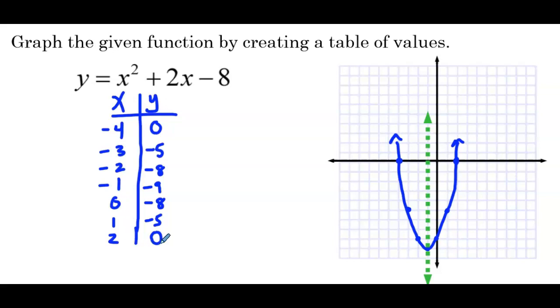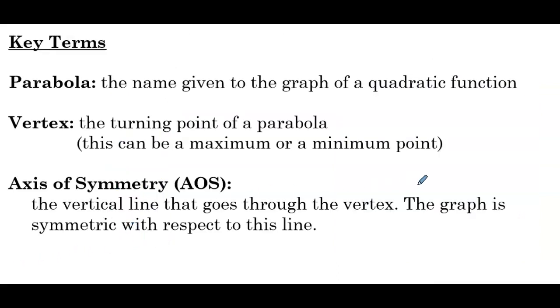So we've defined quite a few terms, so let's formally define them. Our key terms: a parabola is the name given to the graph of a quadratic function. Vertex is the turning point of a parabola. This can be a maximum or a minimum point. And the axis of symmetry, abbreviated AOS, is the vertical line that goes through the vertex. The graph is symmetric with respect to this line.